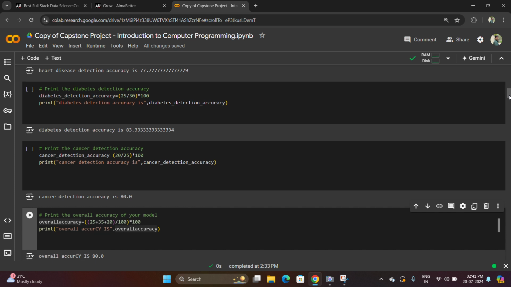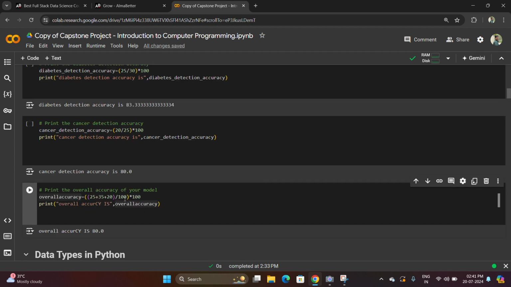25 plus 35 plus 20 divided by 100, that is total number of patients, into 100. So this value will be stored in the overall accuracy, and we are printing the overall accuracy is, and this variable we will be giving here to get the value as 80 here. Okay.